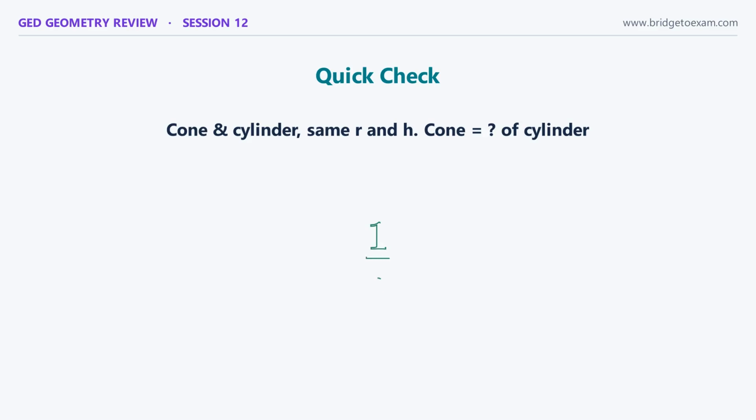Quick check. A cone has the same radius and height as a cylinder. What fraction of the cylinder's volume is the cone? It is 1/3, because the cone formula has that 1/3 out front.